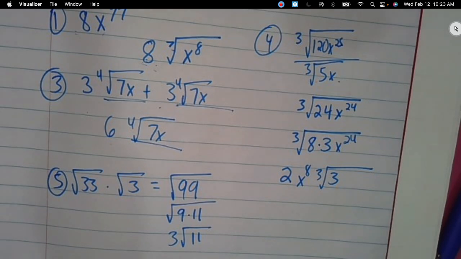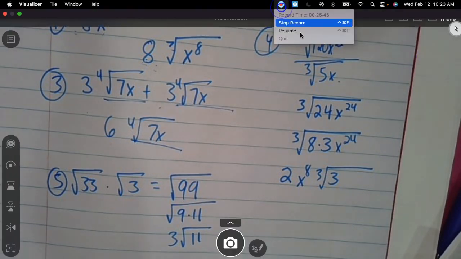Praise God. Now, this is what you're going to do for the rest of the hour. You're going to go back over these and make sure you know how to do them. The same problems that I just did. Have an extra paper. I don't have one.